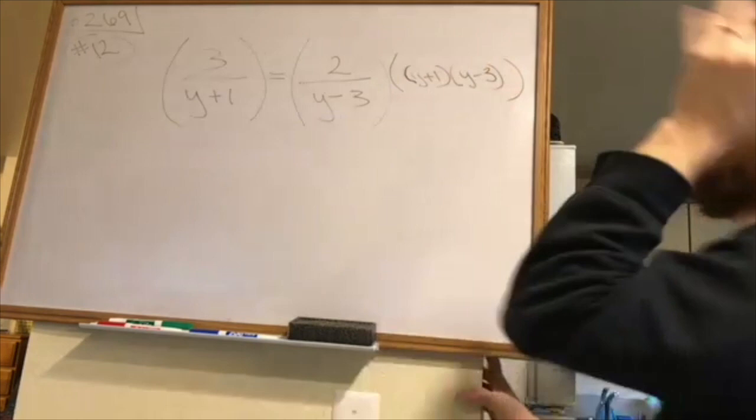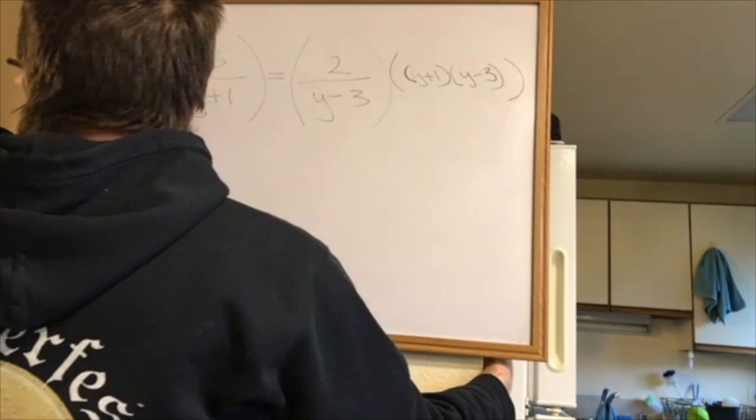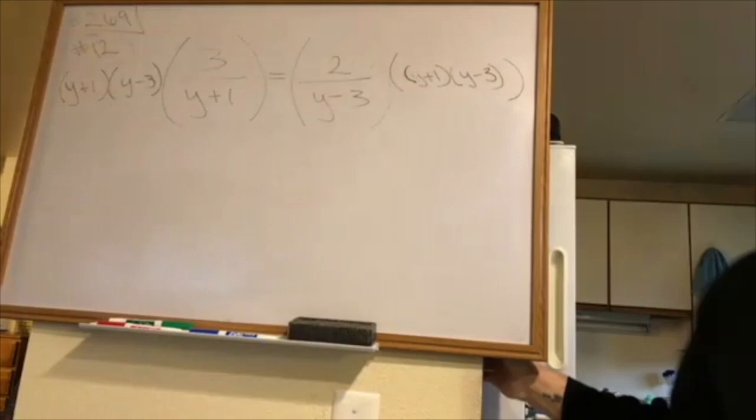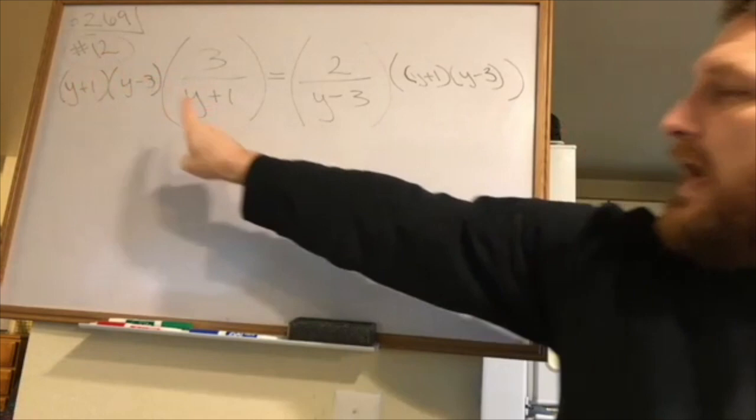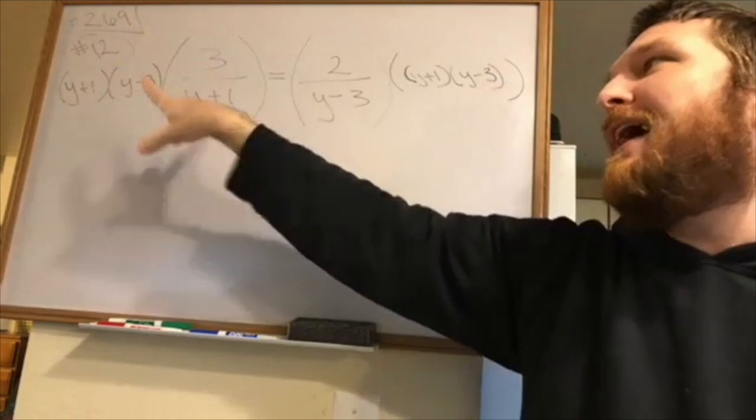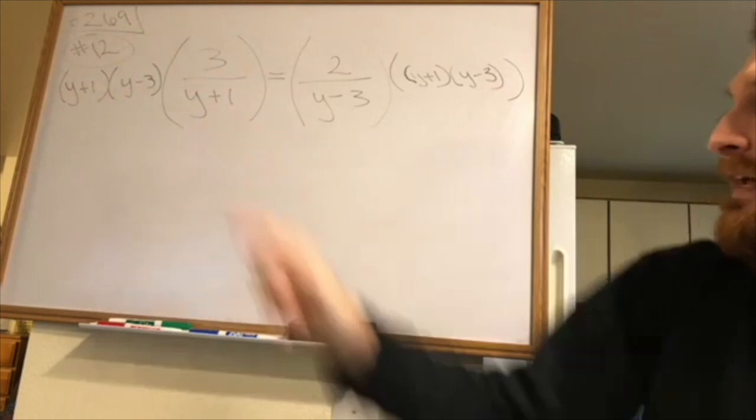Whatever I do to one side of the equation, I've got to do to the other side of the equation. So I'm going to go ahead and write it like this: y plus 1, y minus 3, just like that. Now, this cancels out, right? The y, and that's why we did it in the first place. If you're not canceling something out, you probably did something wrong. That's the whole idea, was to kill this denominator. And I can see that this y plus 1 cancels this y plus 1.